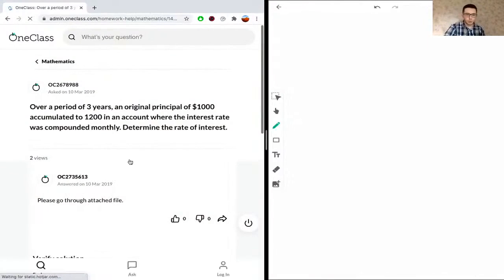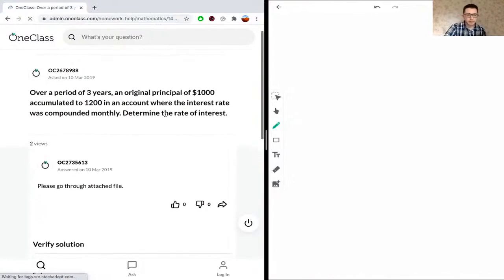All right, so we'll go over this question. Over a period of 3 years, an original principal of $1,000 accumulated to $1,200 in an account where the interest rate was compounded monthly. Determine the rate of interest. So this is an interest question based on what you put in initially and how much you obtain at the end.